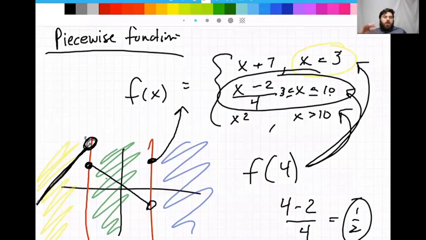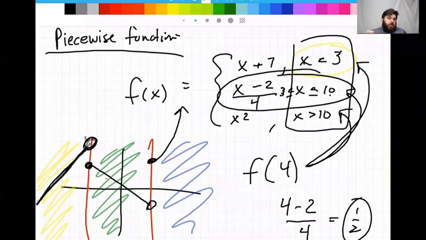It's just a function broken up into several sections based off of a domain restriction on each one. So it's defined over here with this function, it's defined here with this one, and defined here with this one. And that's basically it. They won't ask too much about it, but it's just good to kind of be aware of what that says.